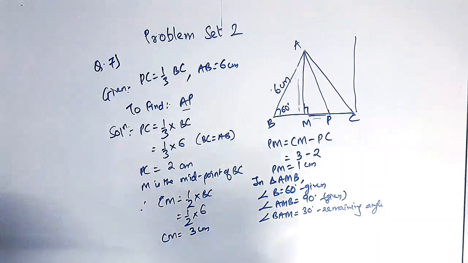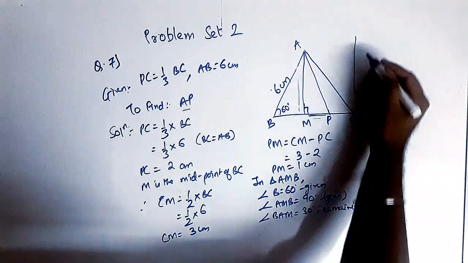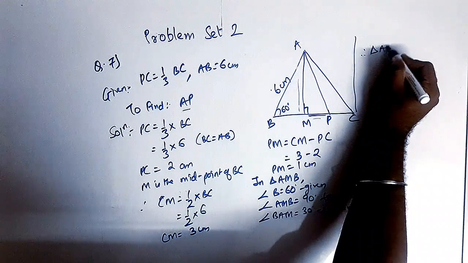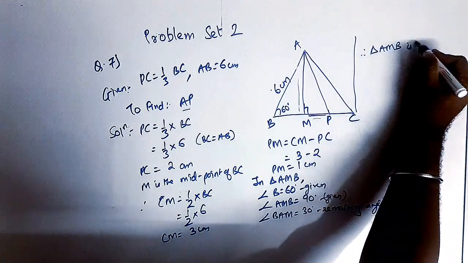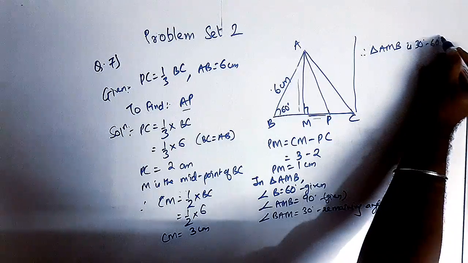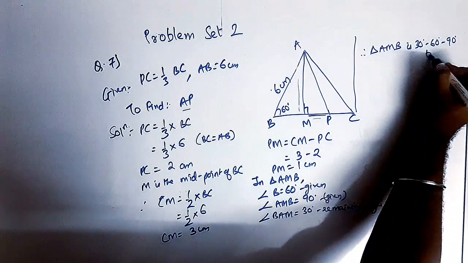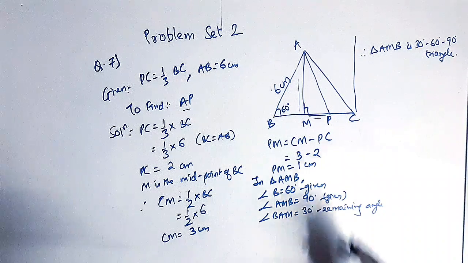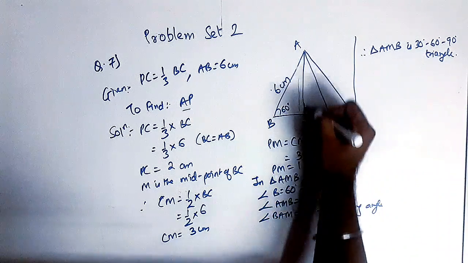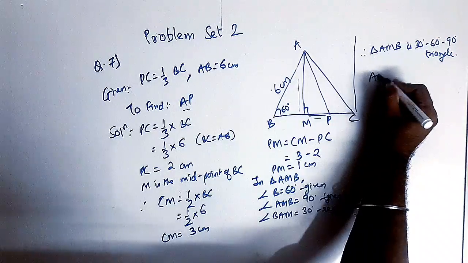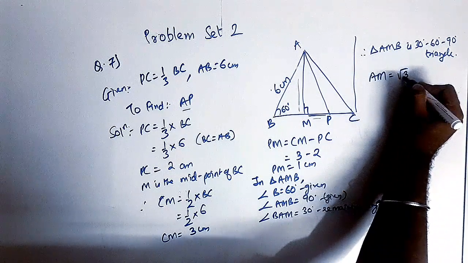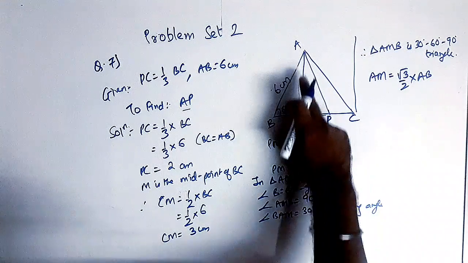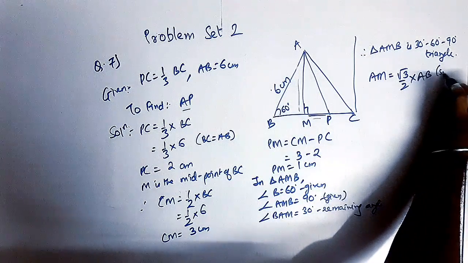Now if you see angle AMB, I can write here, therefore triangle AMB is a 30 degree, 60 degree, 90 degree triangle. Because it is a 30-60-90 triangle, I can write AM is equal to root 3 upon 2 times the hypotenuse. Yes or no? AM is the side opposite to 60 degree.